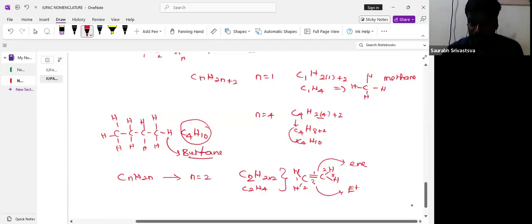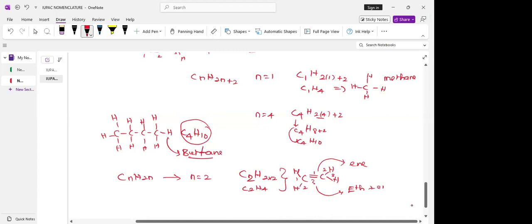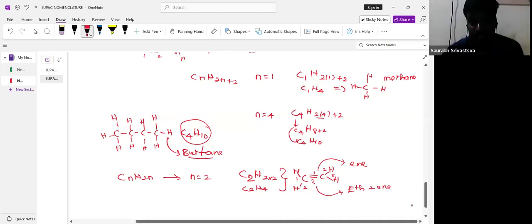Now, what is the name of the compound? Eth. 2 carbons are there, no? Then it is eth-ene. Ethene, E-T-H-E-N-E. That is the name of the compound. Clear? Understand what I'm saying?